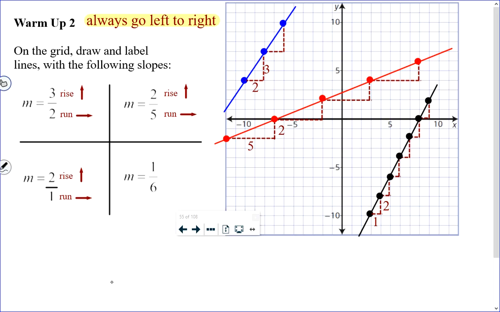And the last one in the second warm-up, 1/6 for a slope, means the rise is 1 and the run is 6. So I'm going to pick a point. I'm picking that green point near the bottom left of the grid. And from there I go 6 to the right and 1 up, 6 to the right and 1 up, and I continue that pattern, and then I draw the line. Very basic introduction in terms of how to draw a slope of a particular value using a line.